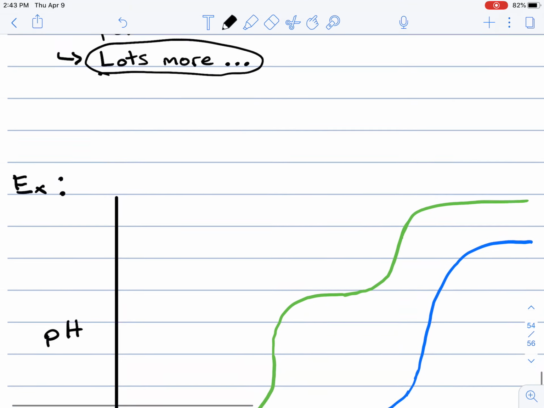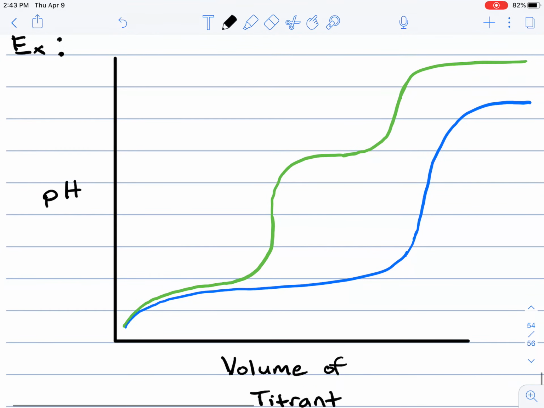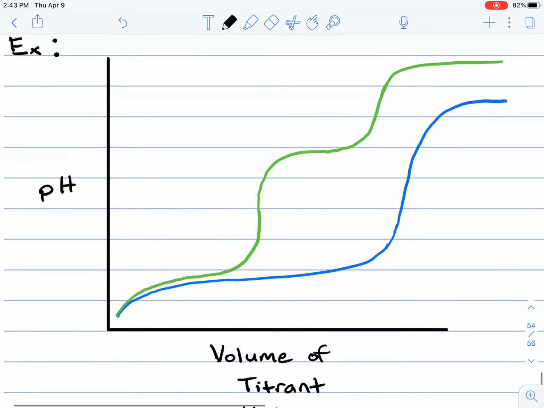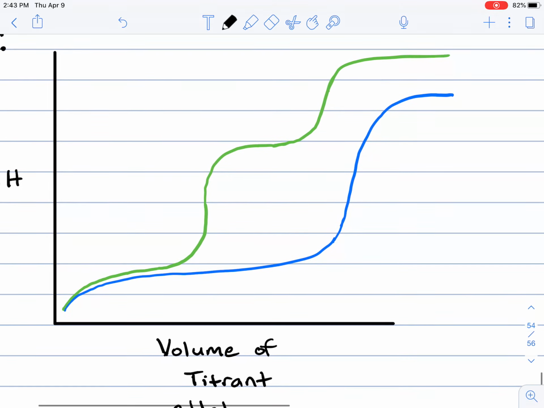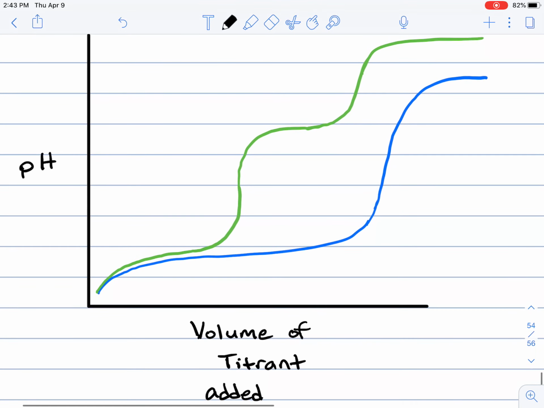All right, so let's go ahead and look at what a titration curve looks like. What you have here is one titration curve in blue and another titration curve in green. We're going to take a look at one specifically for now, and then we'll look at the other. But before we do that, we need to pay attention to the units as well as their location on this X and Y graph. Notice that the pH is on our y-axis.